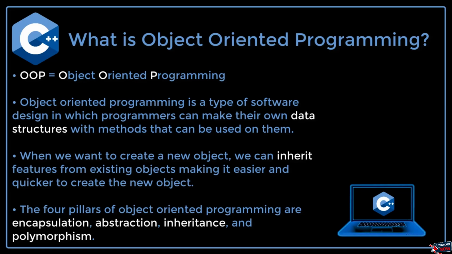There are four main object-oriented concepts. We call them the four pillars of object-oriented programming, as they are the basis for what OOP allows us to do. The four pillars of object-oriented programming are encapsulation, abstraction, inheritance, and polymorphism.